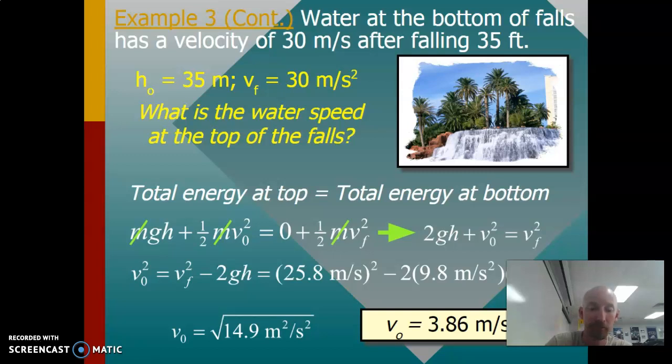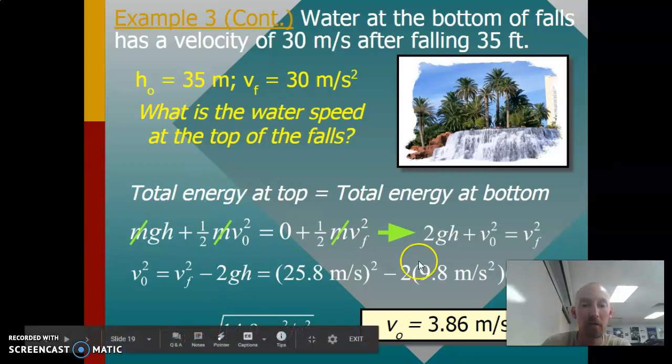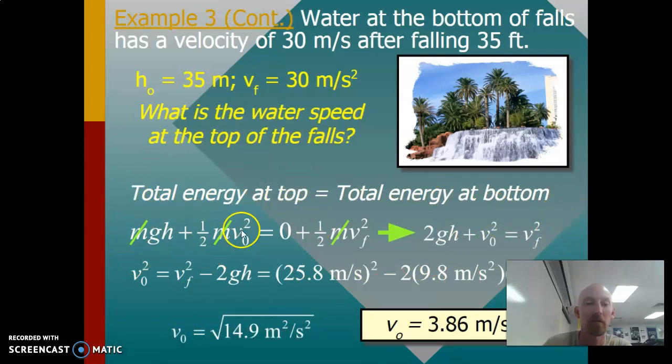Did you get it? If you didn't, that's all right. Do you understand the process? The process is what is important here. This basic process is what we're going to use for fluids for the most part. So if you understand this whole idea of total energy at the top equals energy at the bottom, and you understand how these equations are set up, you'll be all right.